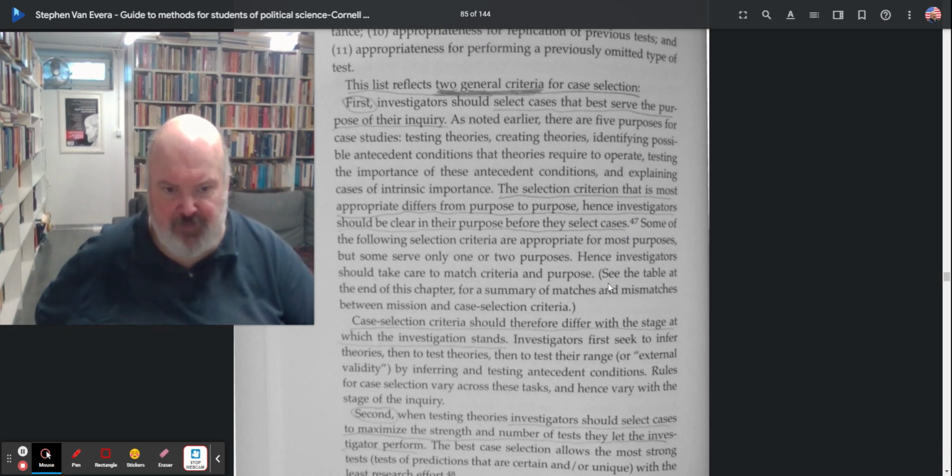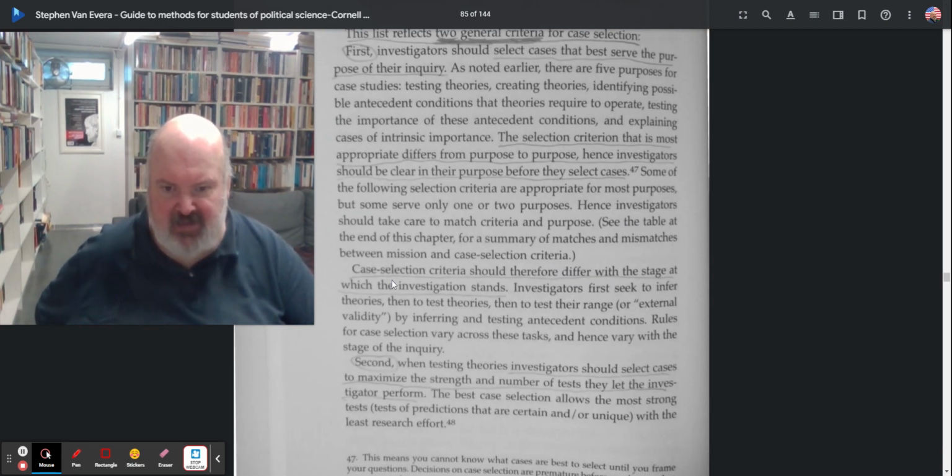So they're appropriate when we match these two things, right? Case selection criteria should therefore differ with the stage at which the investigator stands. Investigators first seek to infer theories, then seek to test theories, then to test their range or external validity by inferring and testing antecedent conditions. Rules for case selection vary across these tasks, hence vary with the stage of the inquiry.